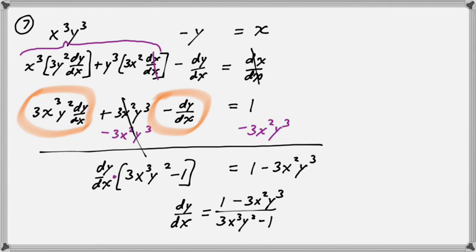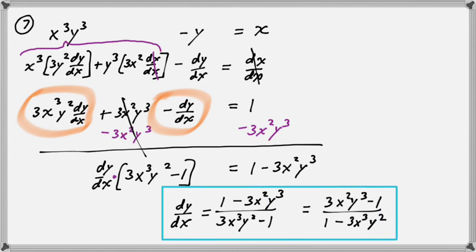Now I kept the dy/dx on the left. If I had happened to move the dy/dx to the right, I would have gotten this equivalent answer. And again, like I say, they are equivalent. On a multiple choice test, you're only going to have one of those as an option. So it'd be nice if you knew that they were equivalent.